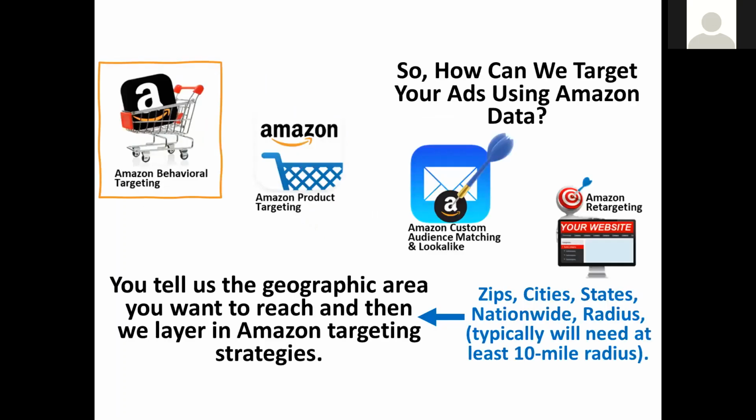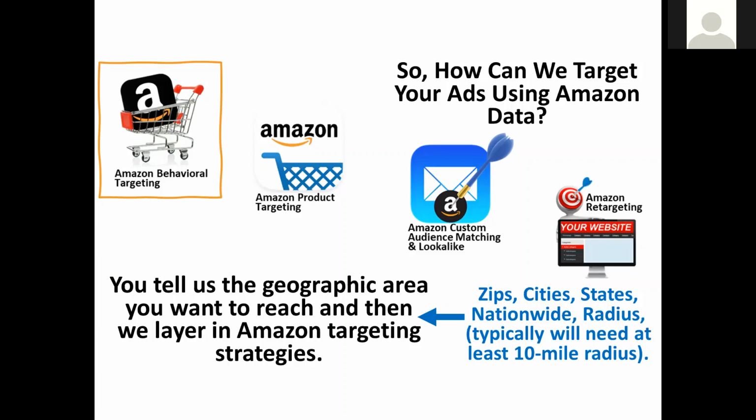So how can we target your ads using all of that first-party data? Well, you're going to tell us the geographic area you want to reach, and then we're going to layer in Amazon targeting strategies. We can utilize zip codes, cities, states, we can go nationwide, we can do a radius. Typically, we would be working at least a 10-mile radius. So these are the 4 different types of targeting that we can utilize with that Amazon data.